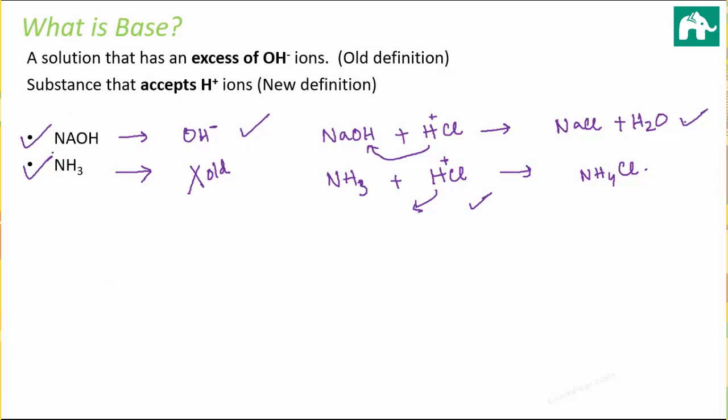In the first case, both old and new definition are true. In the second case, only the new definition is true. So that is why we consider that the new definition is more generic, because it is true in 100% of the cases, but the old definition is true only in 99% of the cases.